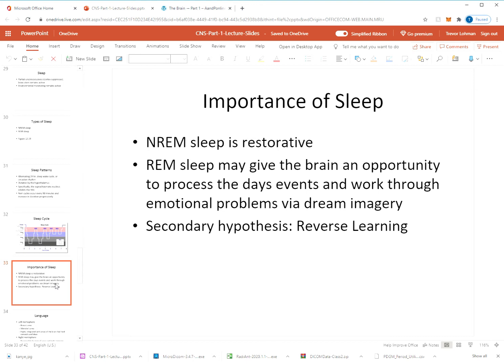And we don't really know exactly why. Your book speculates that it may be an opportunity to process a day's events and work through emotional problems via dream imagery. Because REM is when you dream. You dream during REM. You don't dream during non-REM. And oftentimes that's why you feel like you only remember your dreams from the morning, because your first REM cycle's 20 minutes long, so you probably didn't do a ton of dreaming. But your last REM cycle might be an hour or 2 hours long, depending on how your alarm clock timing plays into that, so you feel like you remembered that dream.